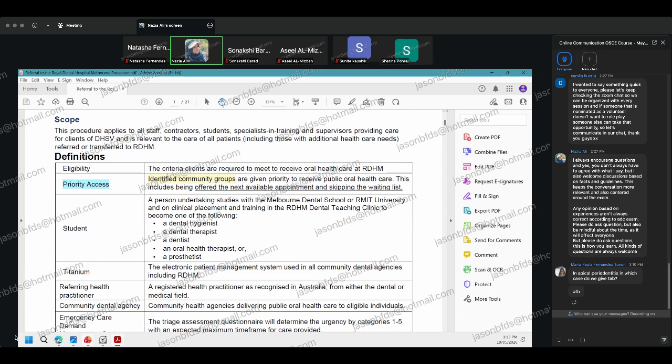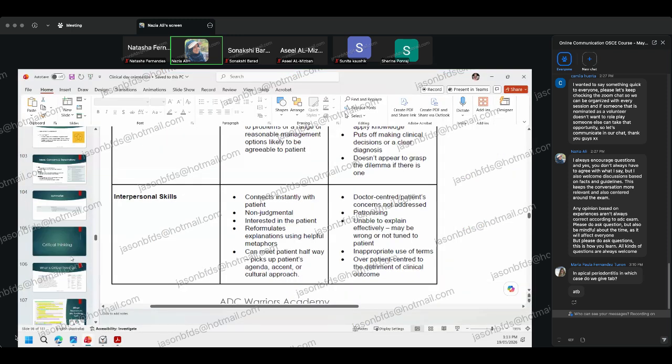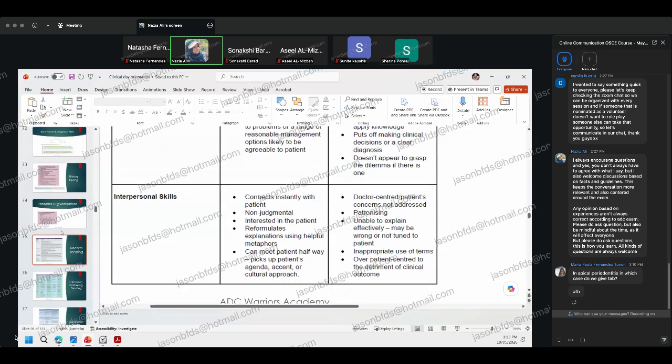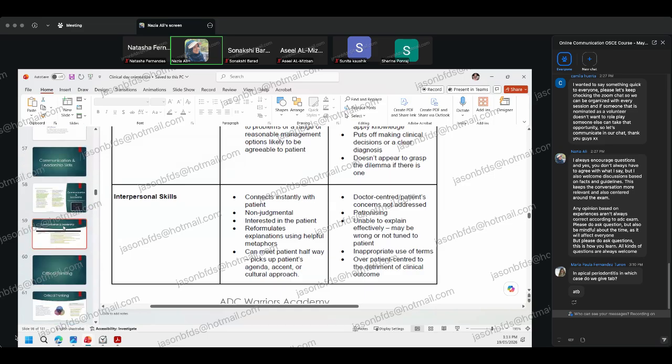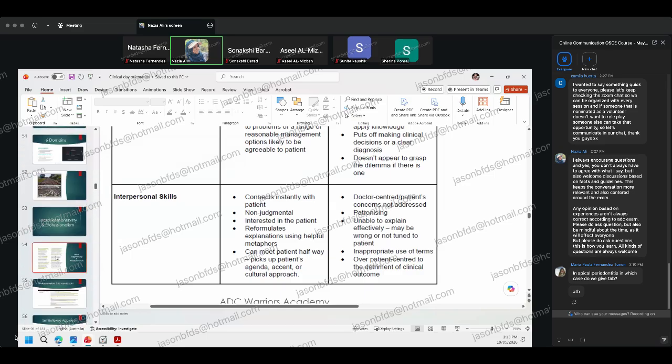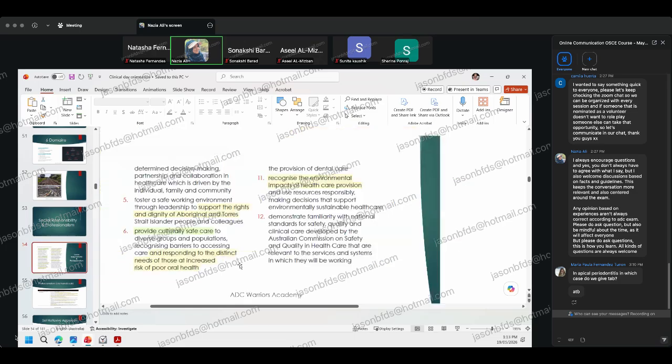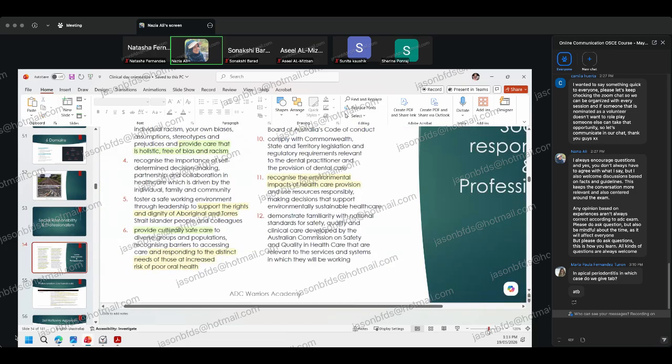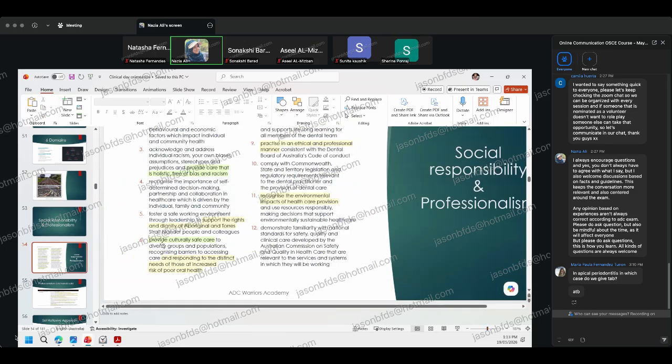This is your cluster one. If I go back to what domain they are testing you on, it is number one. It says number one is identifying your social and professional responsibility, providing culturally safe care to diverse groups of population, responding to their distinct needs. So they want to know, do you understand?